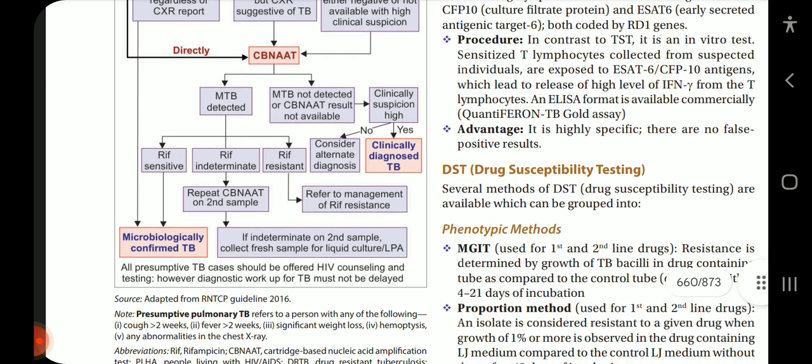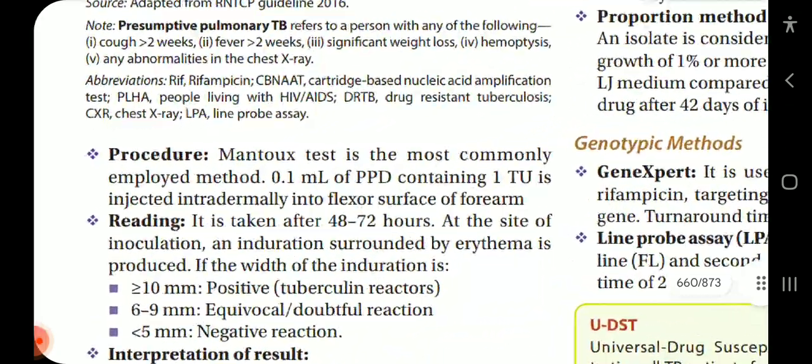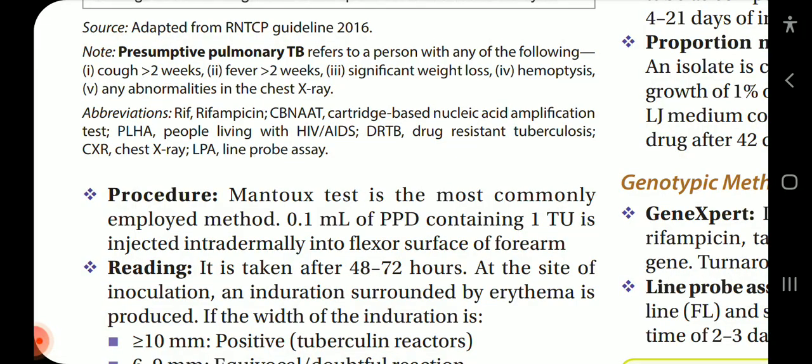If RIF intermediate, repeat CB-NAT on a second sample. If indeterminate on second sample, collect another sample for liquid culture or LPA. If RIF resistant, then refer to management of RIF resistance. Now, all the presumptive TB cases should be offered HIV counseling and testing. However, diagnostic workup for TB must not be delayed. Now, presumptive pulmonary TB refers to a person with any of the following: cough more than 2 weeks, fever more than 2 weeks, significant weight loss, hemoptysis, and abnormalities of the chest X-ray.